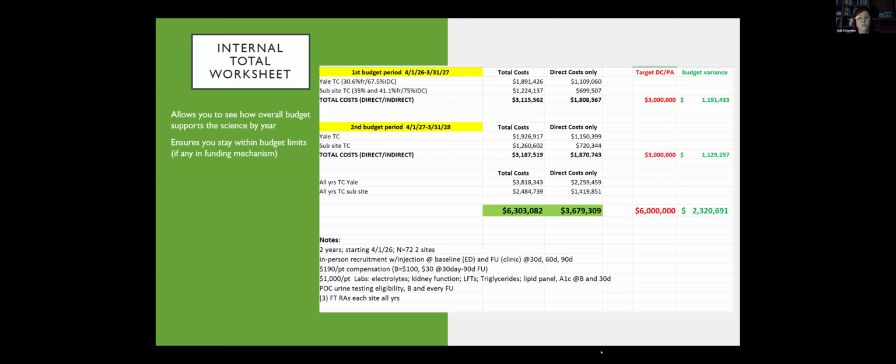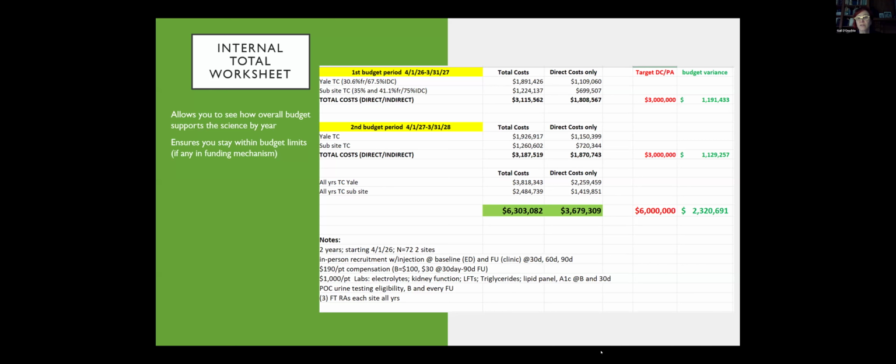So you can see in your first budget period, which is the first year, you have the Yale site, the total cost plus the direct. You have the sub site, which is the total cost and the directs, and then you have the total direct and indirect. And then we always make a column for what the RFA, or whatever the grant is, said. It allowed me to use 3 million total direct and indirect, and that's where I am right now. I have some left over. I could put more in.